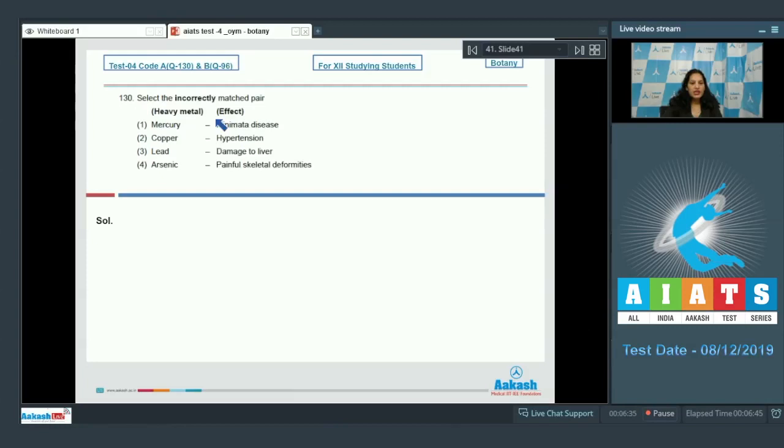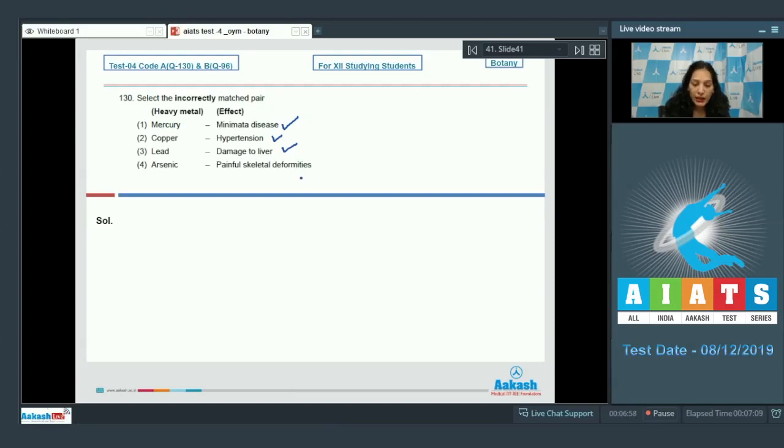Question number 130. Select the incorrectly matched pair. In this side, heavy metals are given and on the right side, their effects are given. Mercury causes Minamata disease. This is true. Copper leads to hypertension. This is also true. Lead damages liver. This is also true. Arsenic causes painful skeletal deformities.